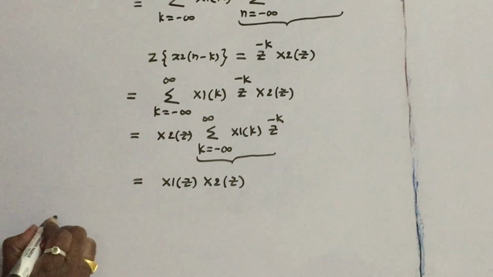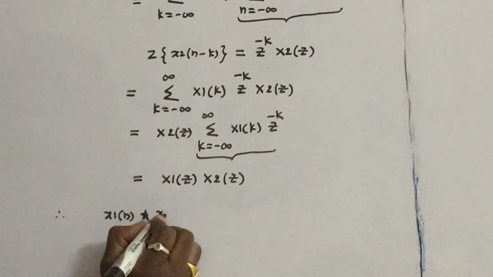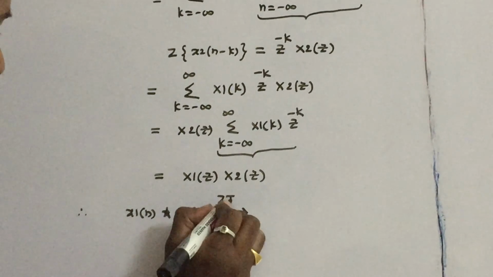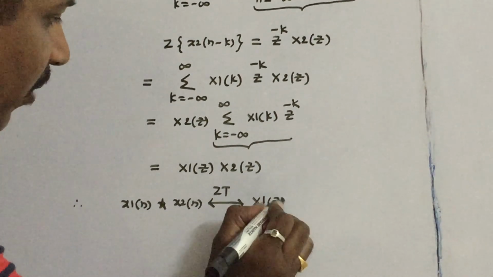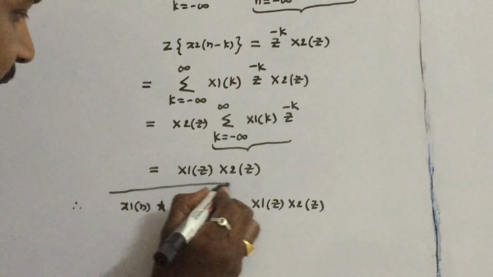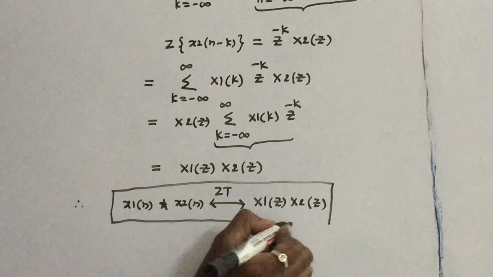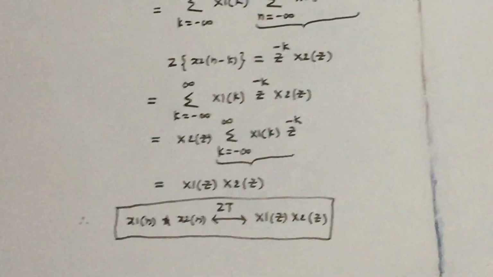Therefore, another very important property: x1 of n convolution with x2 of n, the convolution of two discrete time sequences, leads to multiplication. You have to remember this hint for all transforms, the convolution properties of all transforms. Convolution in one domain leads to multiplication in the other domain. So this is the important property, the convolution property.